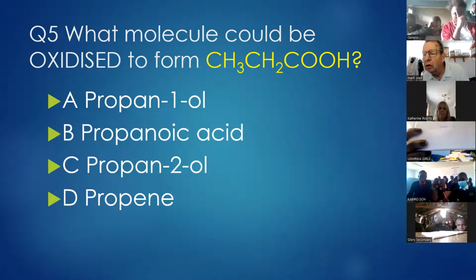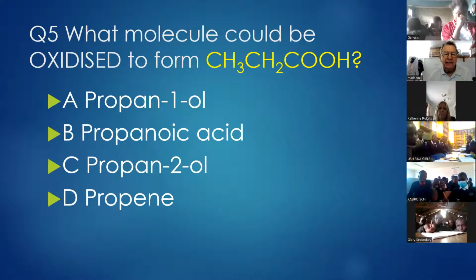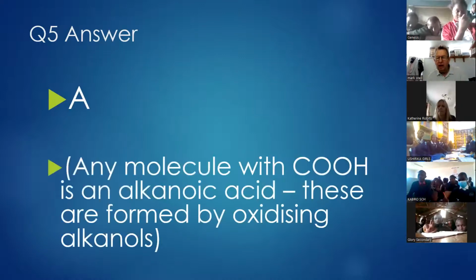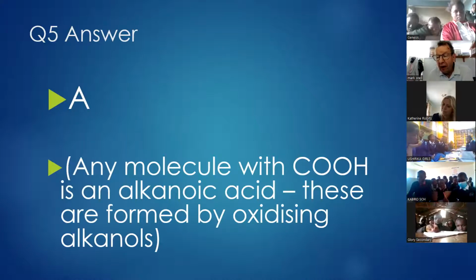Asharika are pretty sure that it's propan-1-ol. Well, are they right? Here's the answer to question 5. It's A. It is propan-1-ol. And the reason for that is that every time we've got COOH, it's an alkanoic acid, and they are formed by oxidation, just by the air sometimes, of alkanols.